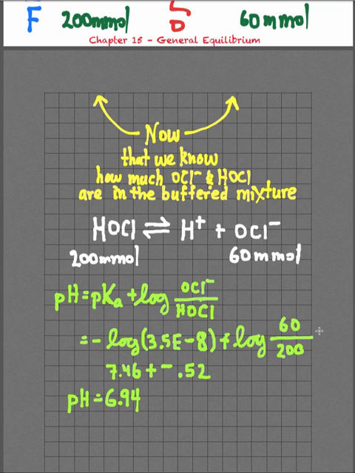Well, if I have 60 millimoles of conjugate base, it can only neutralize 60 millimoles of acid that might enter into the system. But if I had 200 millimoles of weak acid, then it could neutralize 200-ish millimoles of strong base that might enter into the system.